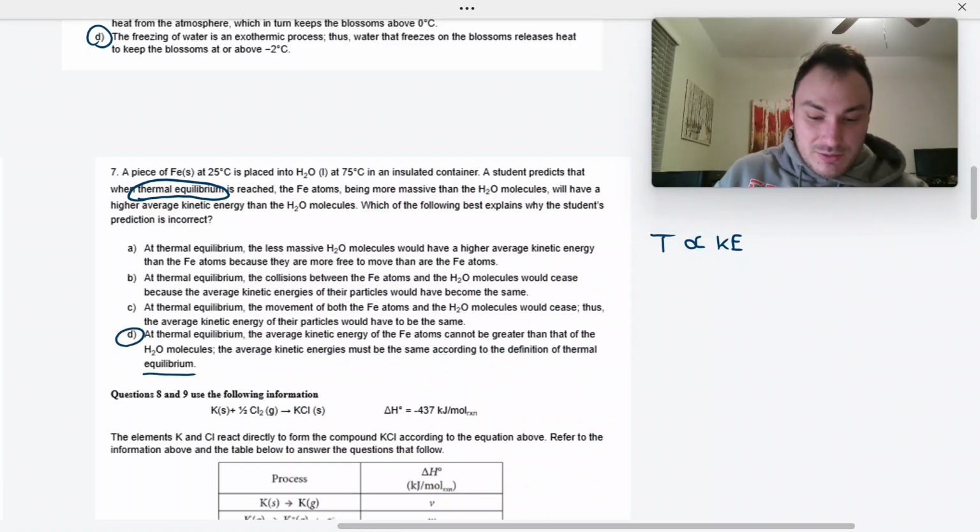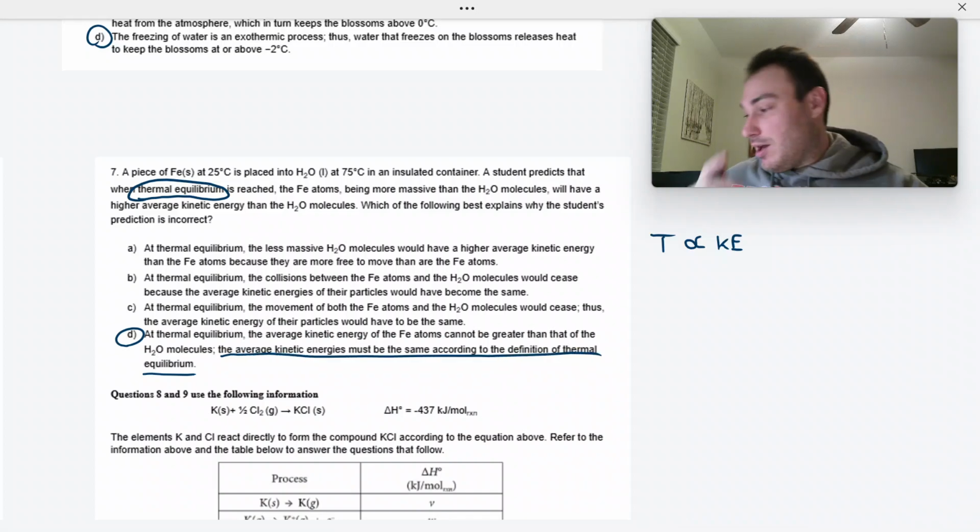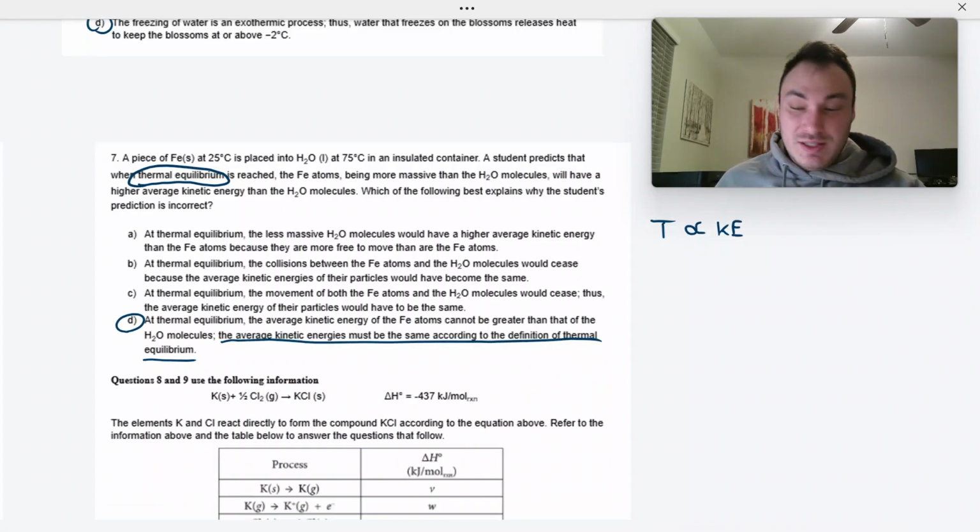Messed up that underline, but that is our answer there. The answer there is D.